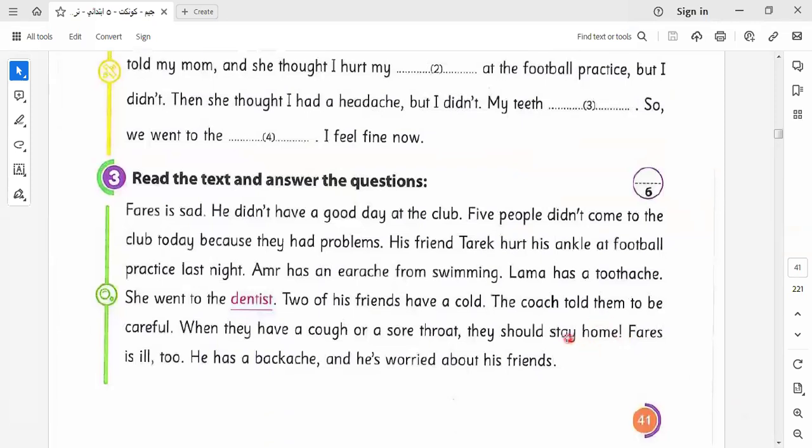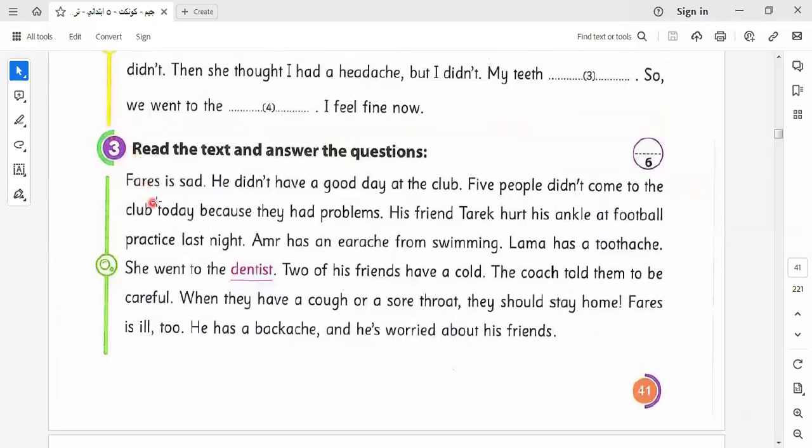Here we have a text. Let's read it together and answer the questions below. Faris is saying he didn't have a good day at the club. 5 people didn't come to the club today because they had problems. His friend Tariq hurt his ankle at football practice last night. Amr has an earache from swimming. Lama has a toothache. She went to the dentist.